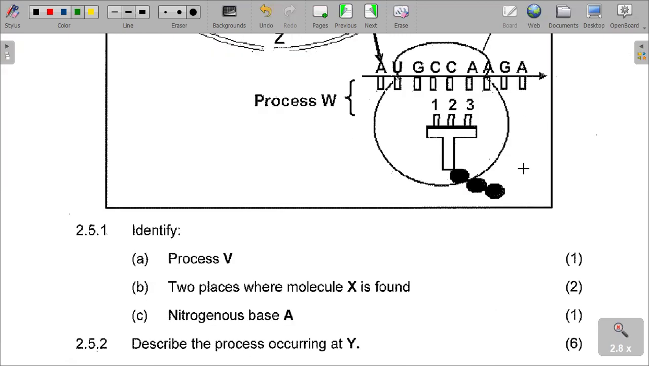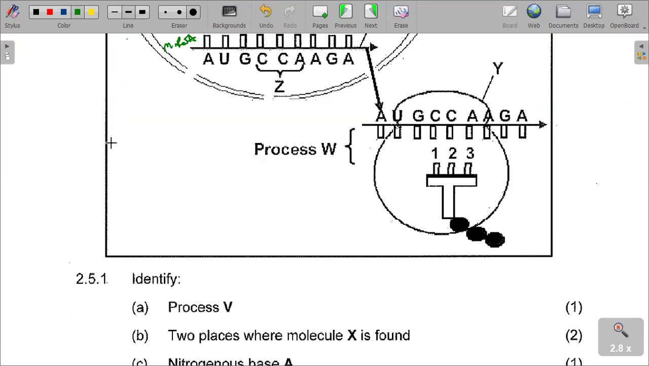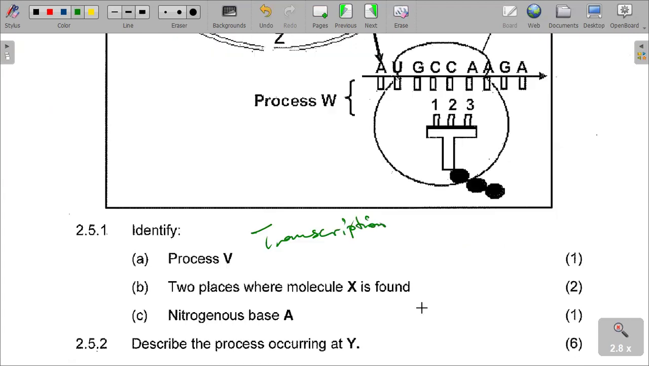Identify process V. Process V is the process which is giving the formation of mRNA. Identify the process. Process V is what? It is transcription. Process V is transcription. That is process V.